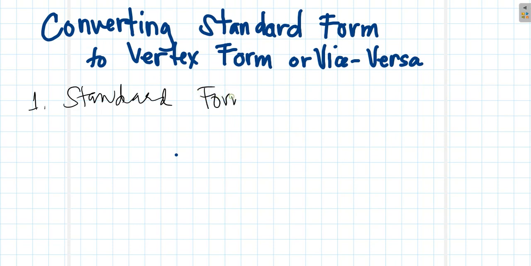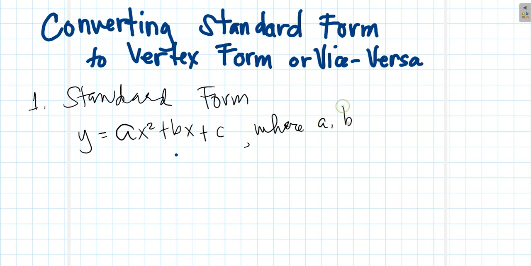The standard form is y equals ax squared plus bx plus c, where a, b, and c are all real numbers, or the numerical coefficients.